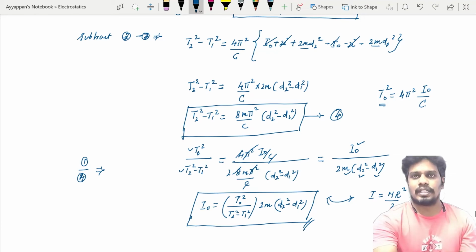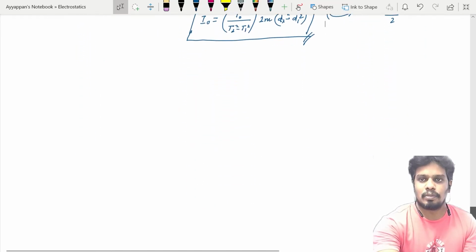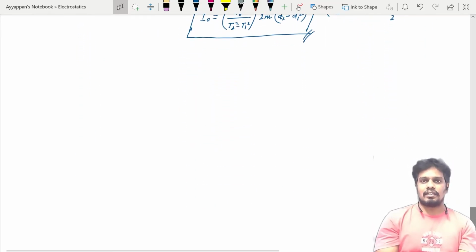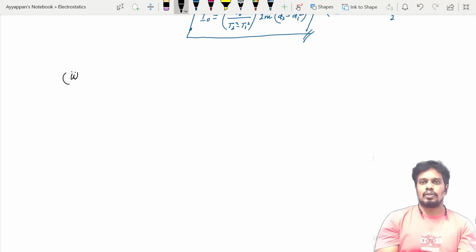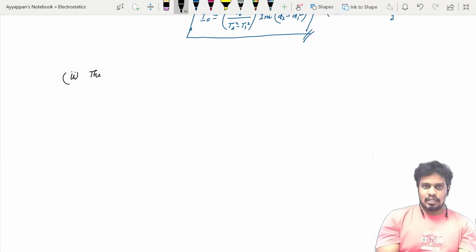Now, the next part of this experiment: we need to know how to calculate the rigidity modulus of the wire using the same experiment. Yes, sir, that same tabular column we are going to use. How can we calculate the rigidity modulus of a wire?